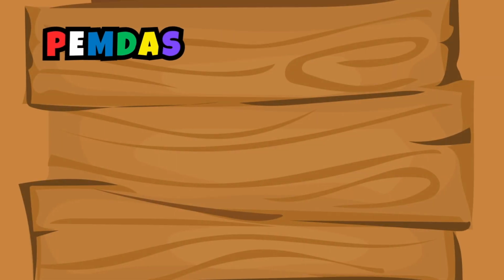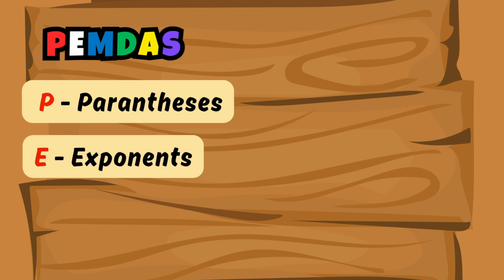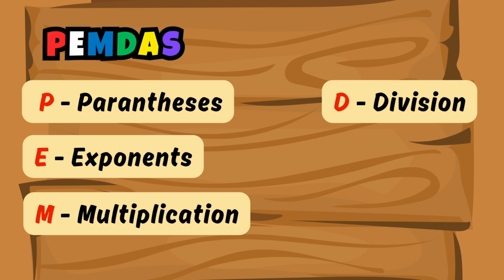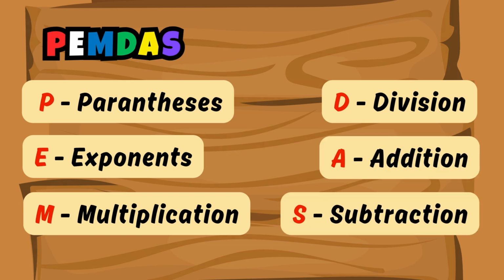PEMDAS is another mnemonic that means the same thing. Parentheses are completed first in any equation. Next, exponents, which mean powers and roots, are completed, followed by division and multiplication in the order of left to right, followed by addition and subtraction, also in the order of left to right.